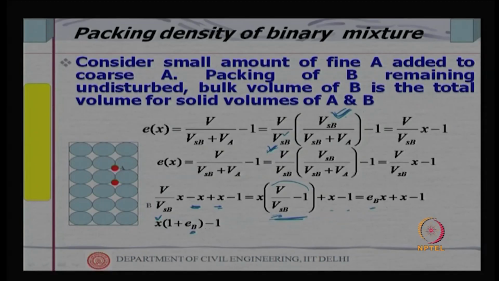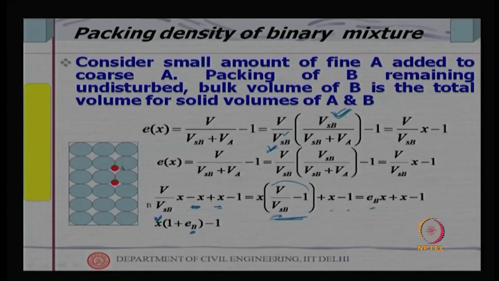As my x increases, x reduces, here x will be reducing, because x is the proportion of coarse aggregate in the system. So, as my x reduces, we will find that this void ratio, smaller the x, void ratio will reduce.